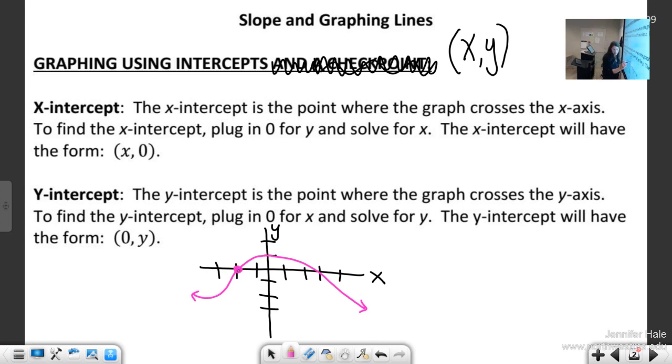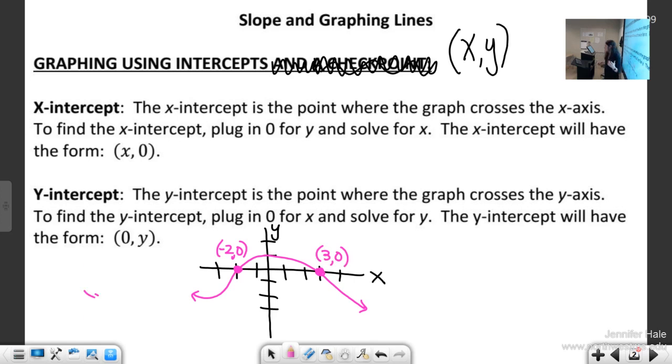Twice. So this means I have 2 x-intercepts. An intercept is where you cross the axis. All right, so if I said label these as ordered pairs, well, remember the x-coordinate goes first, so we went out to negative 2, and we didn't go anywhere on the y. And then this one would be what? 3, and nowhere on the y.